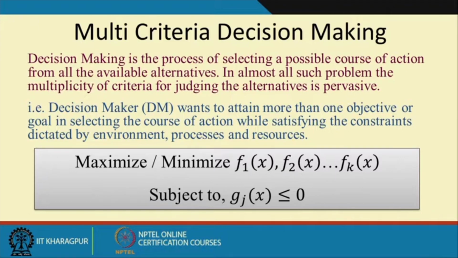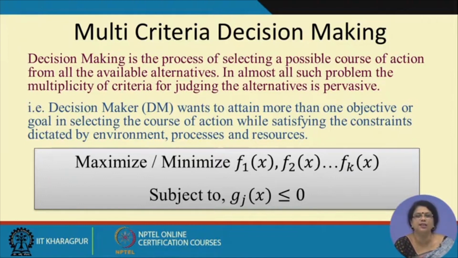That is why mathematically we say: maximize or minimize f1(x), f2(x), up to fk(x), subject to gi(x) less than or equal to 0. What else have we seen? We were considering criteria f1, f2, up to fk. There are k criteria together, and there is a set of constraints gi, all within us.